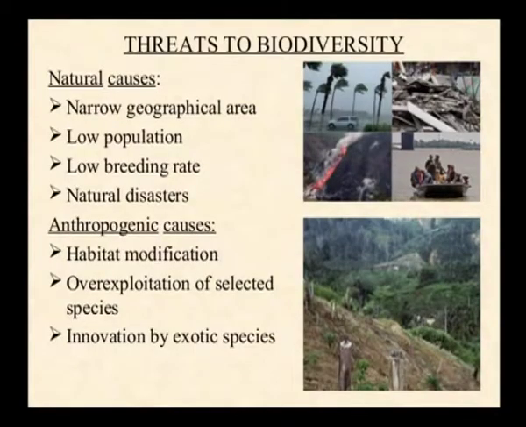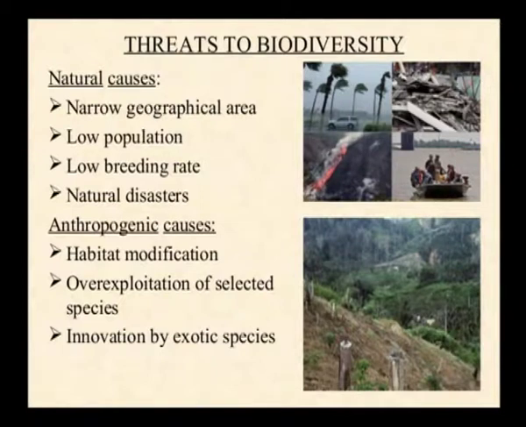So, when you look at the natural causes, you have narrow geographical area, low population, low breeding rate, natural disasters. So, even though these are considered natural causes, there is a certain amount of human element in all of this that we influence. Certain natural disasters like landslides or even an earthquake could be considered a natural disaster. But soil erosion and deforestation and improper drilling and all of those issues cause these natural disasters. So, even though a natural disaster by itself cannot be categorized as anthropogenic, that is human-caused, there is an intrinsic element where humans are involved in these factors.